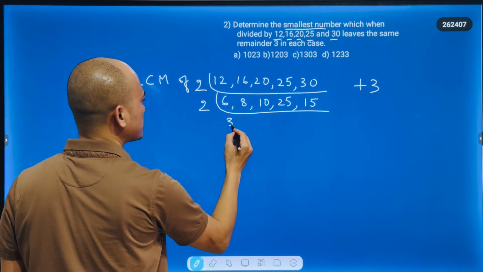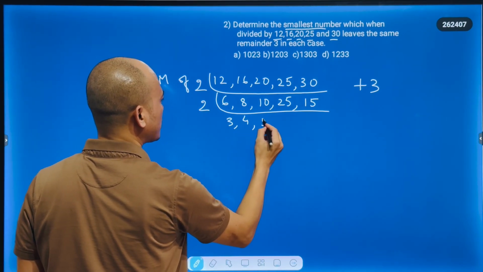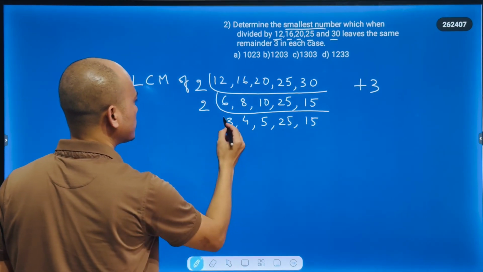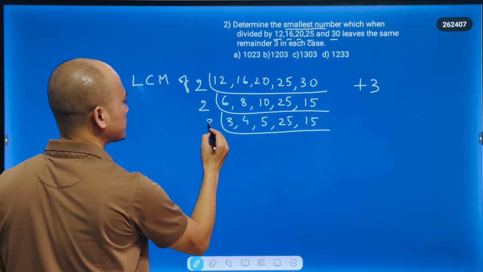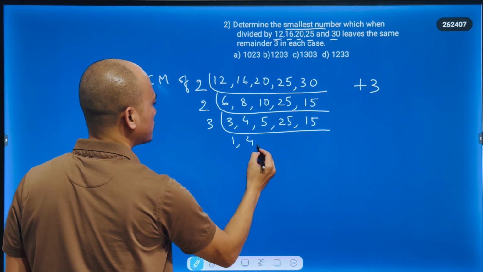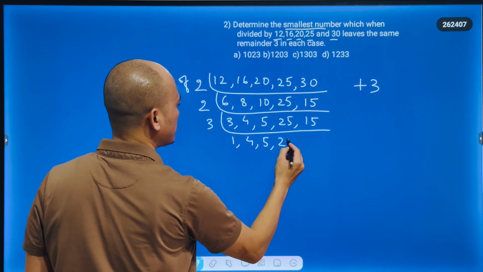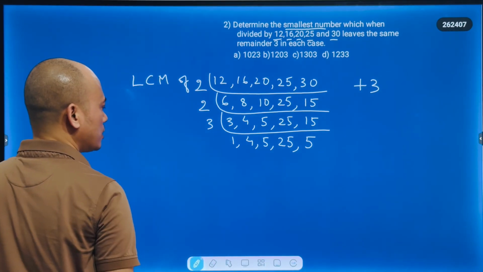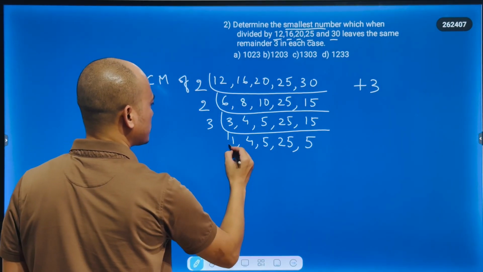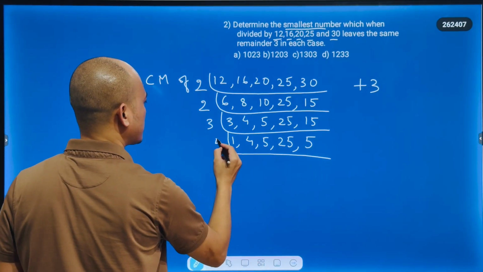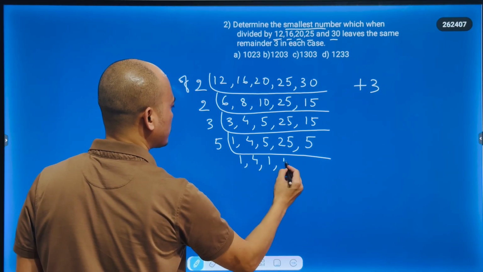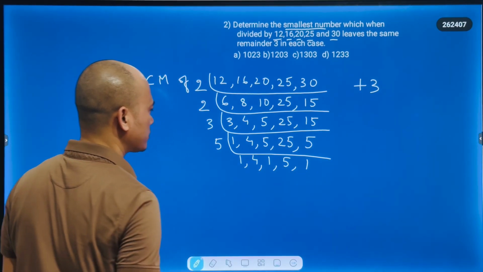Then 2 3s are 6, 2 4s are 8, 2 5s are 10, 25, 15 not divisible by 2. Now we try 3. 3 1s are 3, 3 4s are 12, 25, 3 5s are 15. There is 5 common, so now we try 5. 5 4 not divisible, 5 1s are 5, 5 5s are 25, 5 1s are 5.